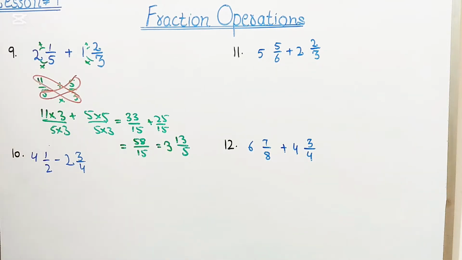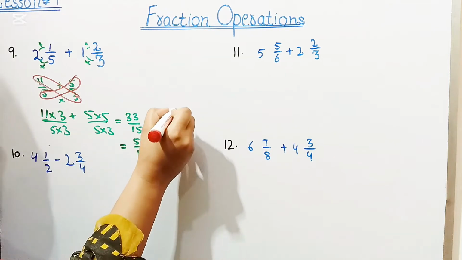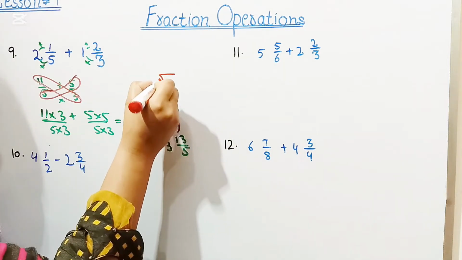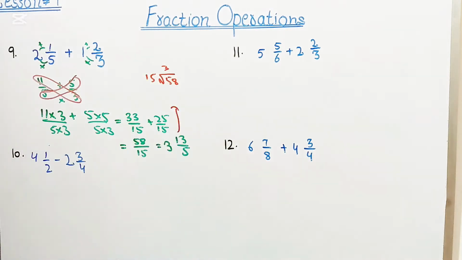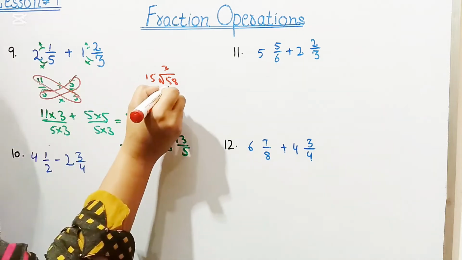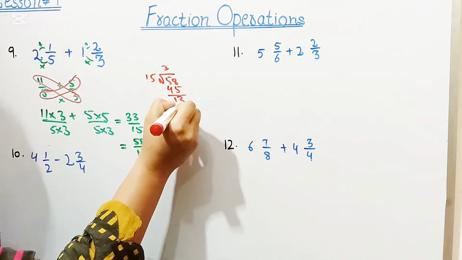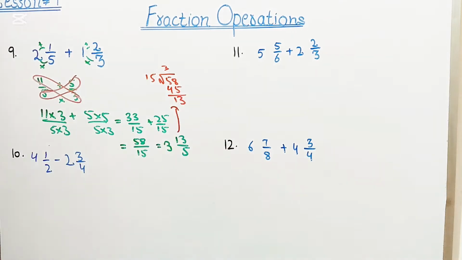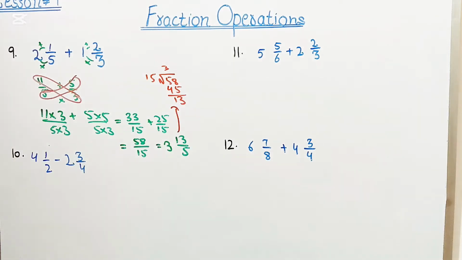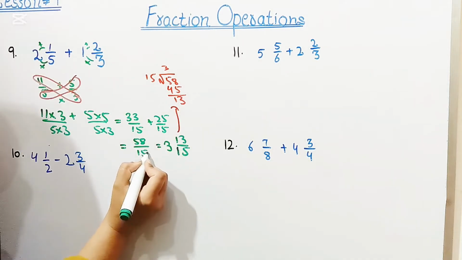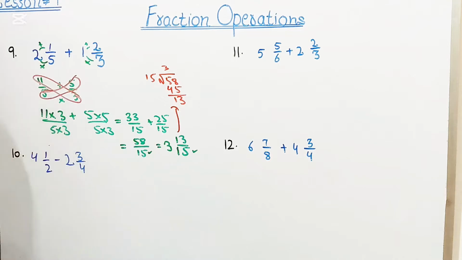If you want to know how we can do it, 58 over 15, 15 3s are 45. My answer is 3 as a whole number, 13 as the remainder, as a numerator, and 15 as the denominator. We write the same denominator.